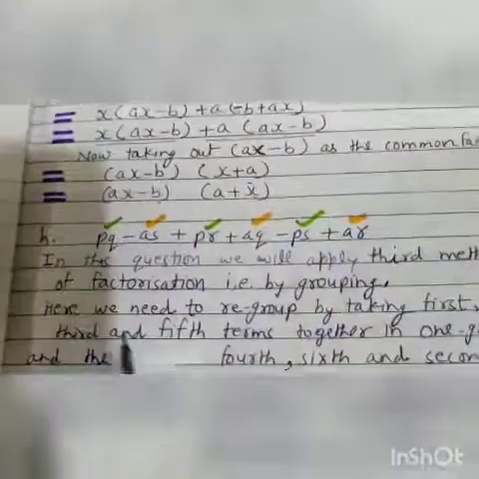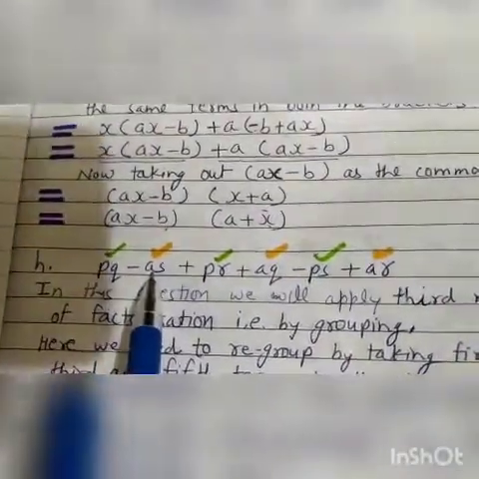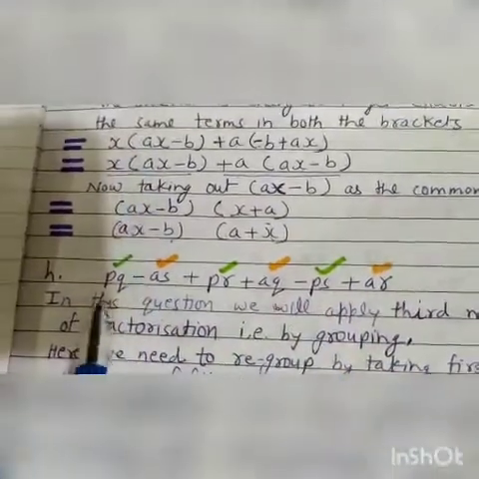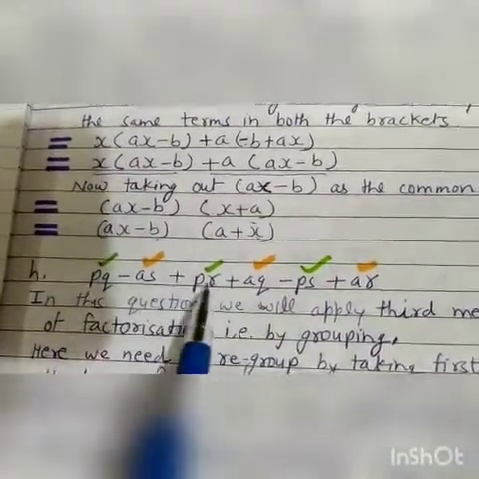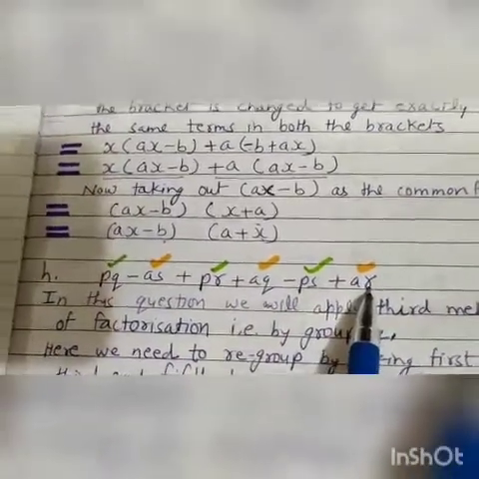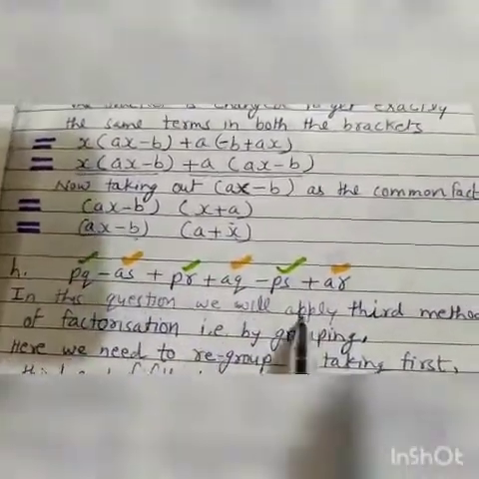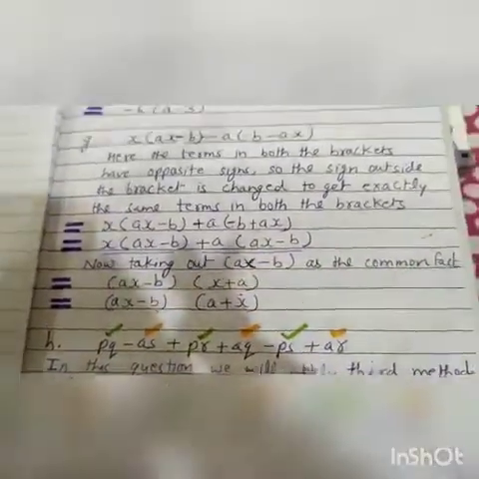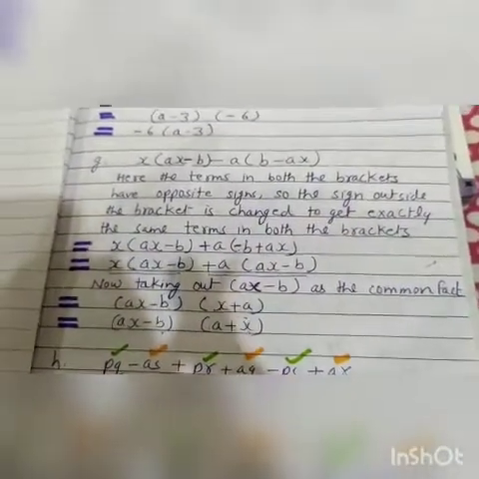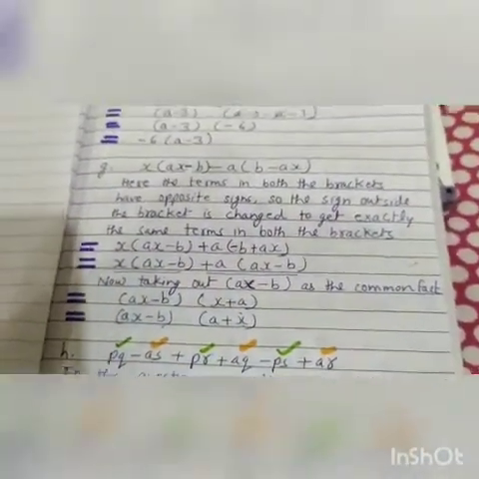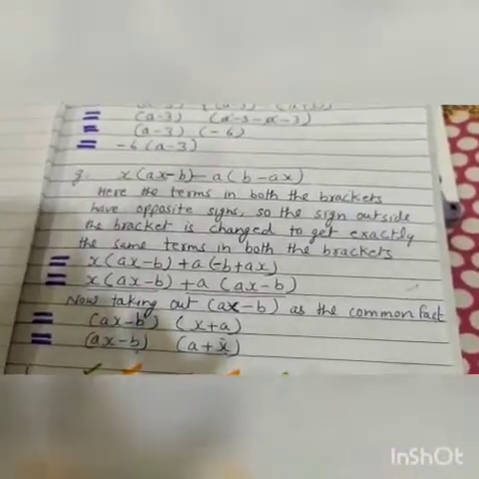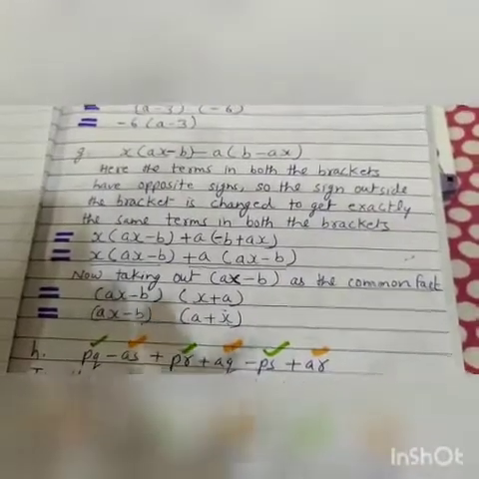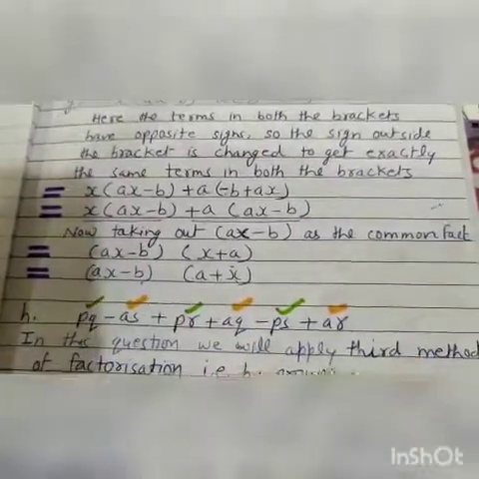Next part, H. PQ minus AS plus PR plus AQ minus PS plus AR. In this question there are 6 terms: 1, 2, 3, 4, 5, 6. So in this question we will apply the third method. Up to here we were using the first two methods. The first method was taking out a common factor as a monomial, and the second method was taking out a common algebraic expression. But in this question we will apply the third method.